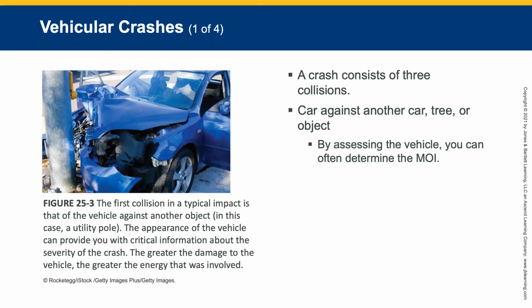A crash typically consists of 3 collisions: car against another car, tree, or object. By assessing the vehicle that has crashed, you can often determine the mechanism of injury. Now, looking at that probably means that they have some sternal issues, some abdominal issues, and maybe their knees hurt. Probably going to say their arms and wrists, potentially from the airbag deployment, and they're probably going to have some type of red marks to the forehead if their head struck the airbag.